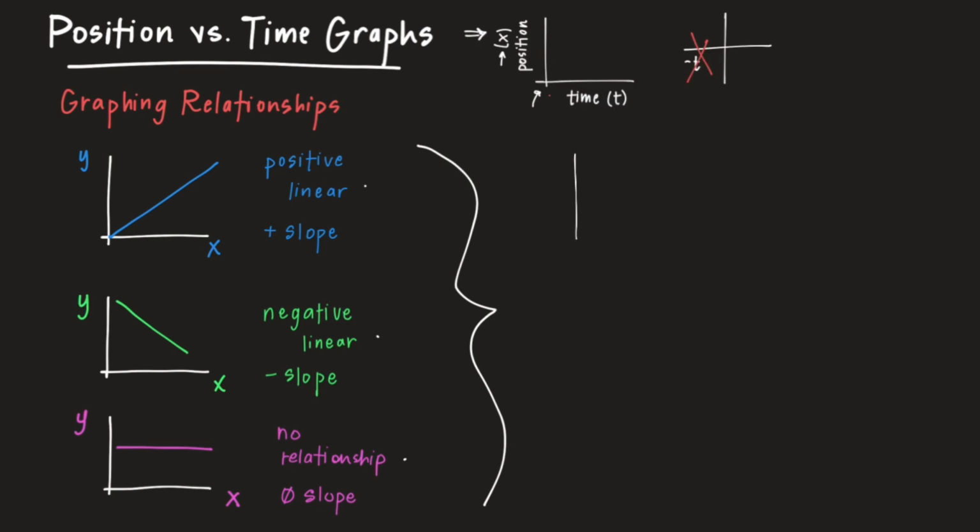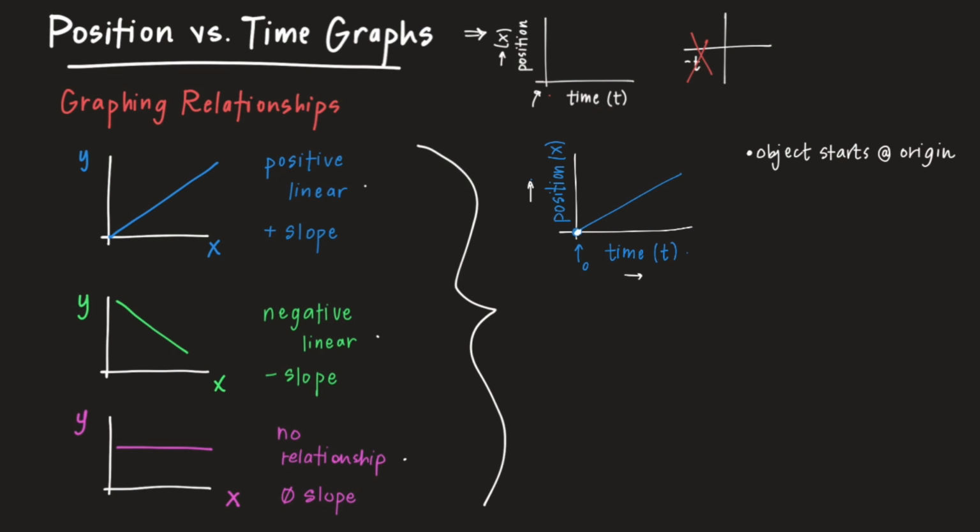So for our first relationship, let's say we've got a position versus time graph. Again, position goes on the y-axis and time is on the x-axis. For our positive linear relationship, what is this telling us in terms of position versus time? The first thing we always want to look at is where the object starts. At time equal to 0, our object, whatever it is, is at the origin, at position equal to 0 as well. So the object starts at the origin.